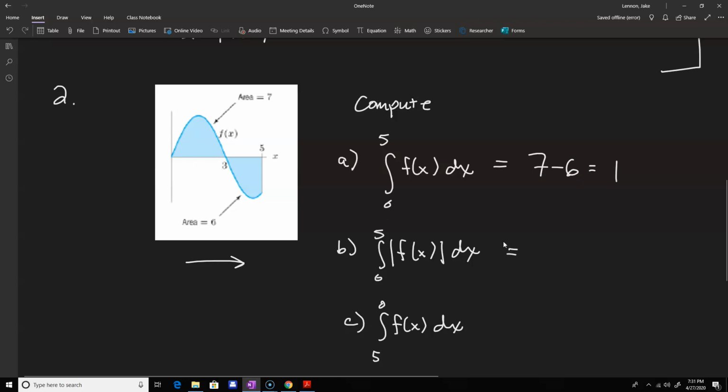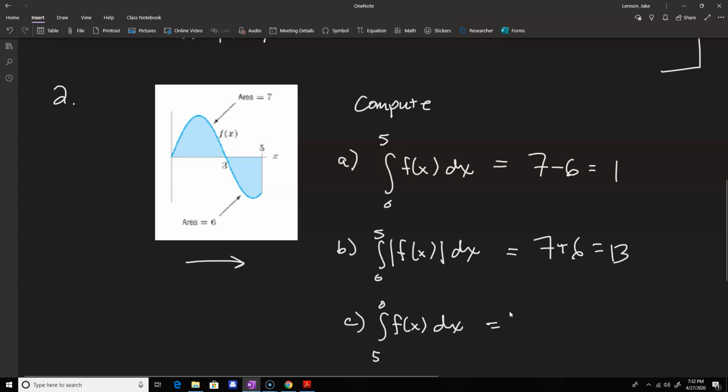so that comes out to 1. For B, if you're looking at the absolute value, it would turn all the y values into positive y values. So essentially, the second hump would get flipped over the x-axis, and we'd end up with 7 plus 6, which would come out to 13.